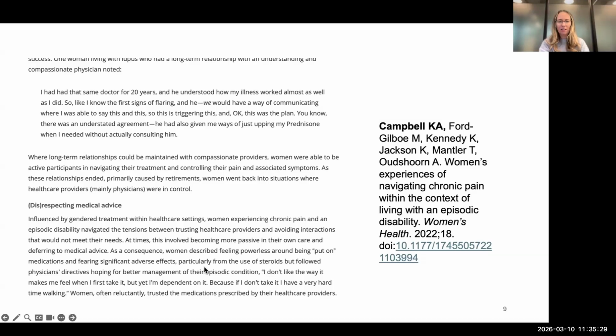This one's just a sentence, but this quote, also, this is a really long sentence. We all do this to our writing. I think afterwards it was published, so I'm not upset about it, but I would write this differently. But you can see as a consequence, women feel powerless, put on medications, fearing significant adverse effects. But even though they were worried about this medication, they followed physicians' directives. And then I go into what the quote was, and then I walk out of the quote as well. So women often reluctantly trust the medications prescribed by the healthcare providers.